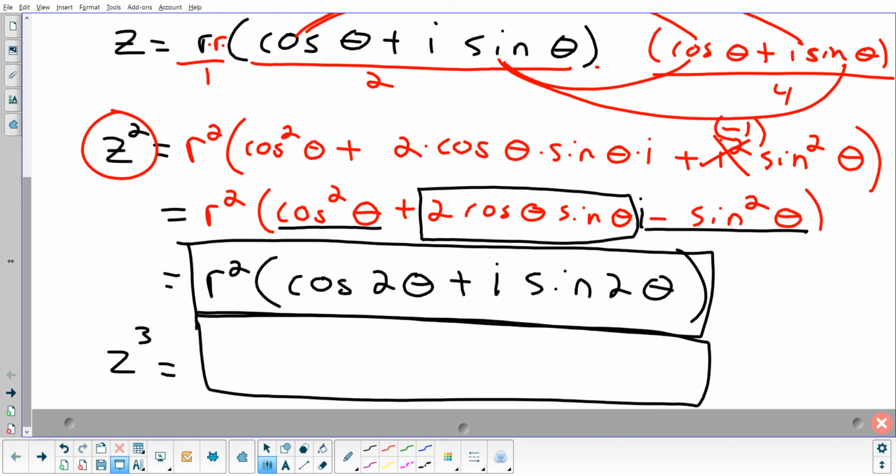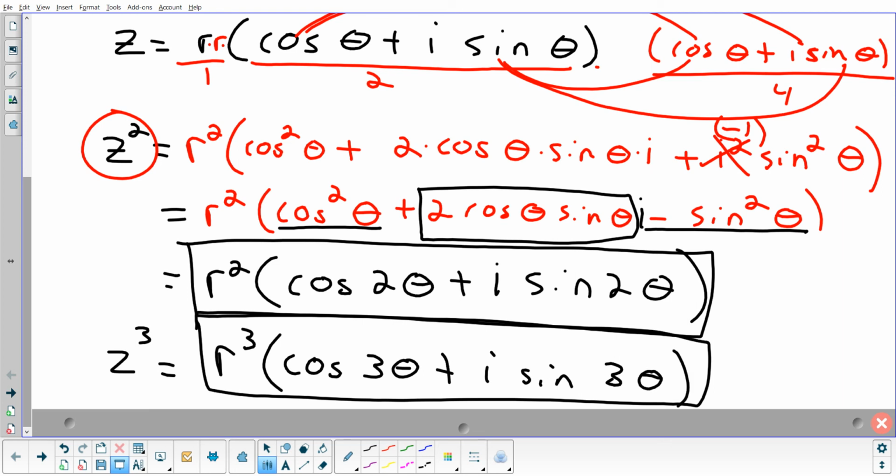Yep, Trevor? Would it be r cubed cosine 3 theta plus i sine 3 theta? Yeah, no, we didn't prove that, but that is the pattern that ends up happening.